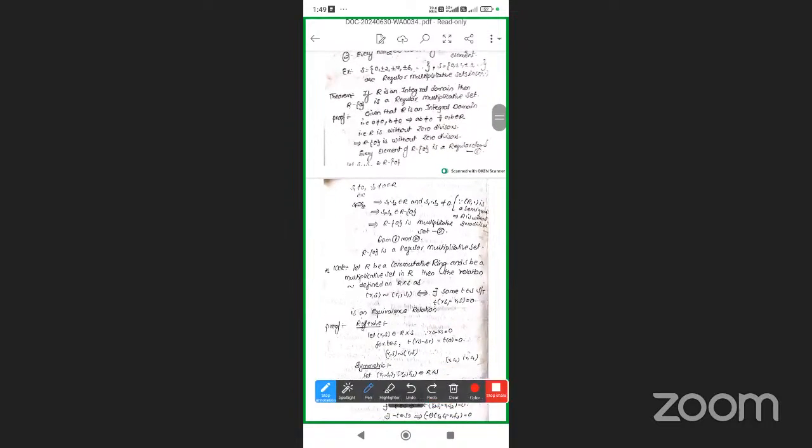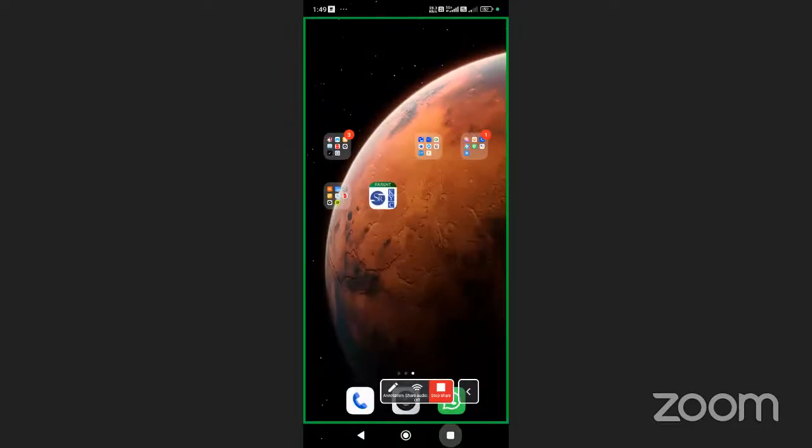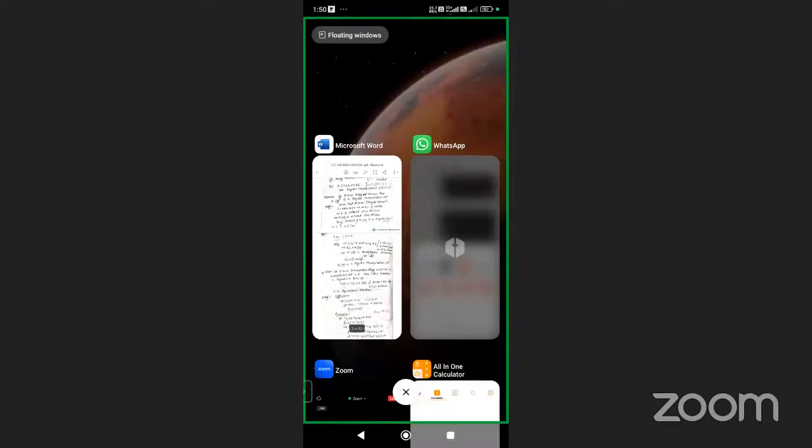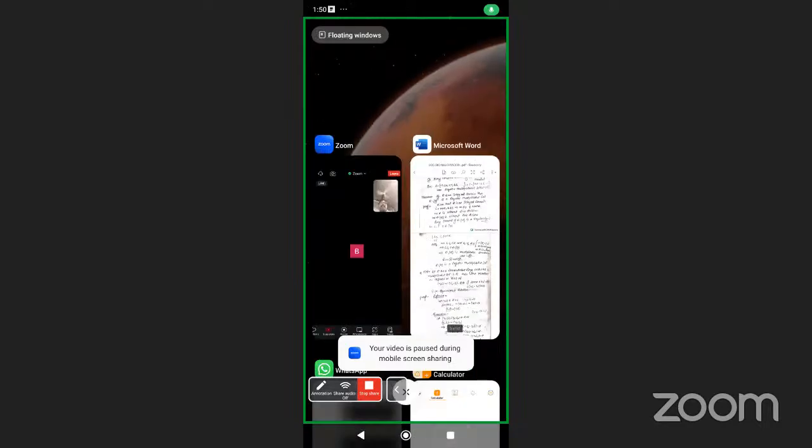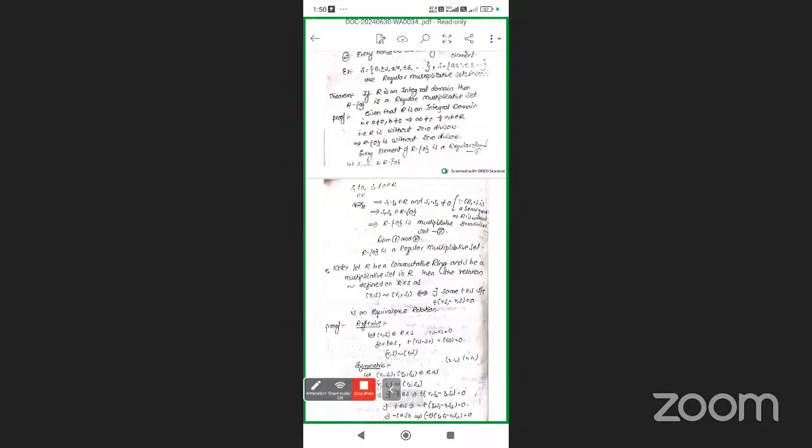Next theorem. Let R be an integral domain. Then the theorem says: if R is an integral domain, then S = R minus singleton 0 is a regular multiplicative set.